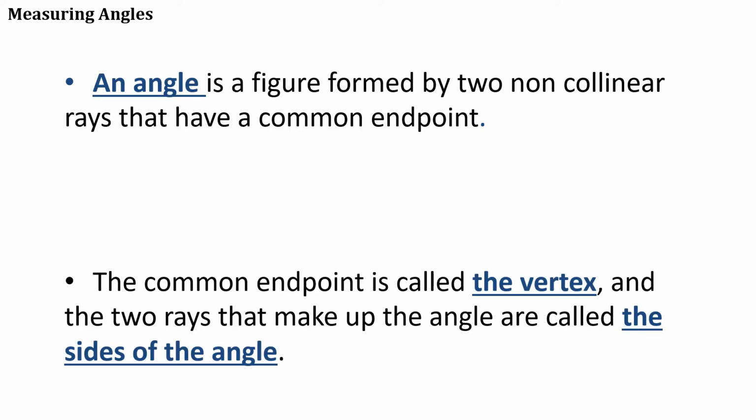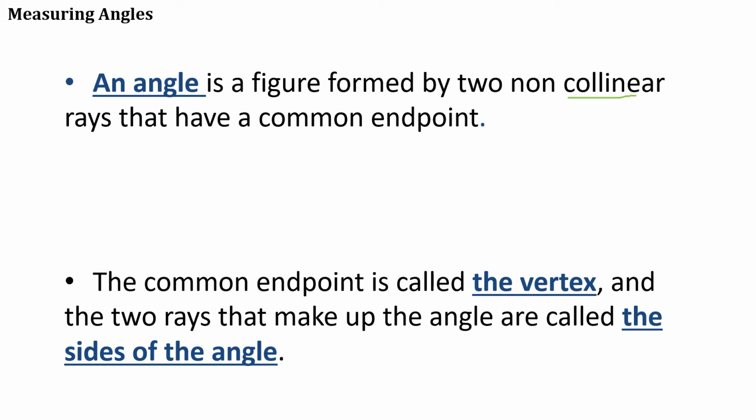So an angle is just a figure that is formed by two non-collinear rays that have a common endpoint. And when I say non-collinear, I'm going to try to draw it here. Collinear rays will be something like this. One is going this way, and the other one will be going in the same direction, and that will make them collinear. Now, non-collinear means that they are not in the same exact line.